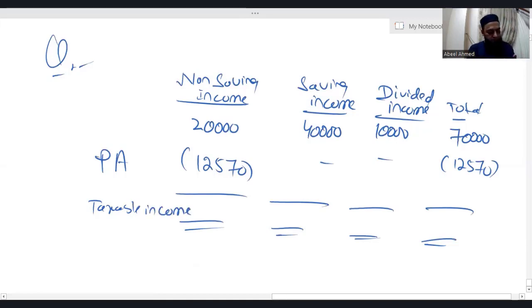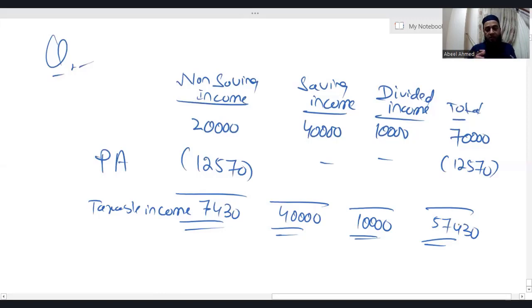Taxable income. 20,000 minus 12,570. Taxable income is 7,430. Since the taxable income in the column of non-saving is more than £5,000, that is why the starting rate band rule does not apply in this question. So 70,000 minus 12,570 is 57,430.